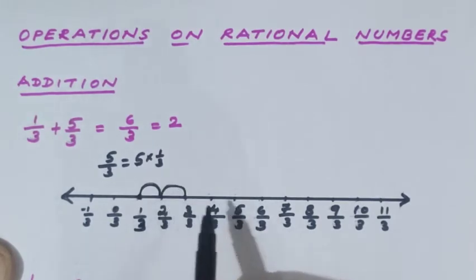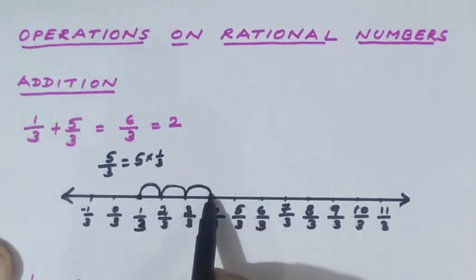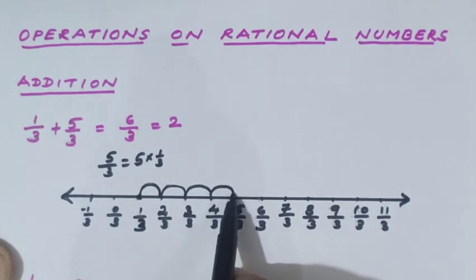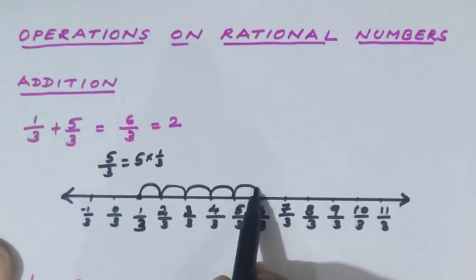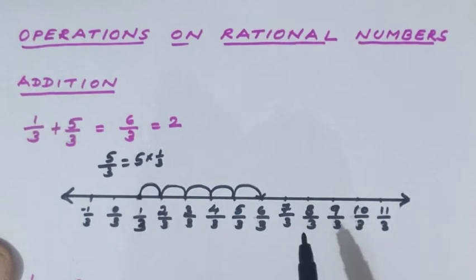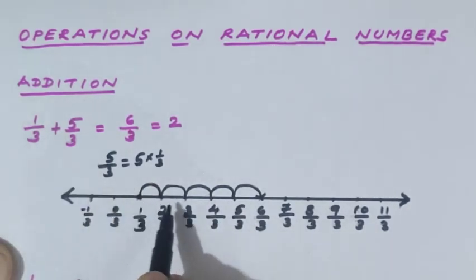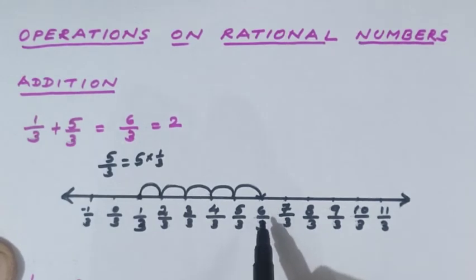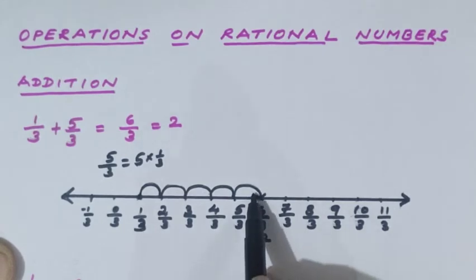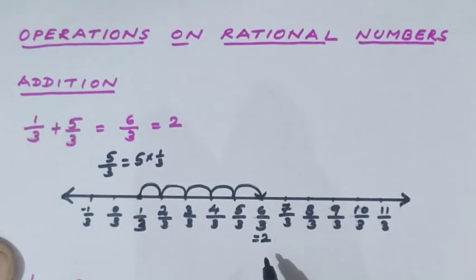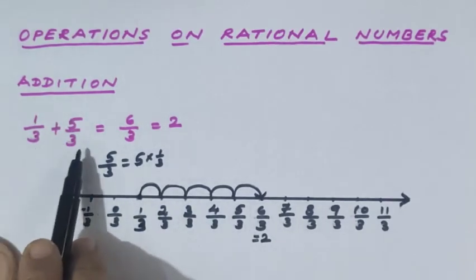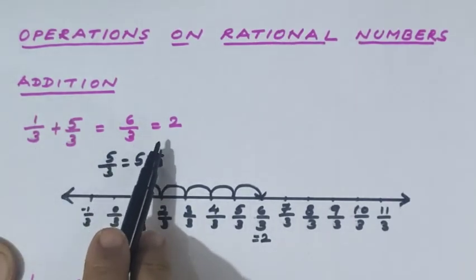Again second time, 3 by 3. Again third, fourth and fifth. So here we have reached, right? So 1 by 3, we added 5 times 1 by 3. So what did you get there? 6 by 3. 6 by 3 is same as 2 only. So we got the answer on the number line. It is equal to 2. So 1 by 3 plus 5 by 3 equal to 6 by 3 equal to 2.